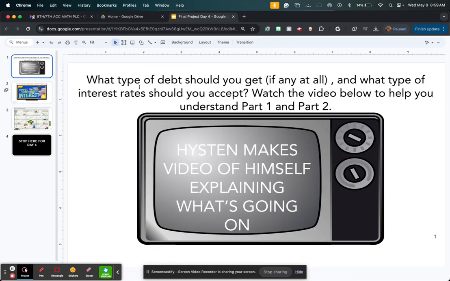Alrighty, ladies and gents. Today is about the type of debts that you should get, if any at all, and what type of interest rate should you accept. Because not all cards are made the same, and not all debts are made the same. Some have low interest rates like 0%, and others have 30%.